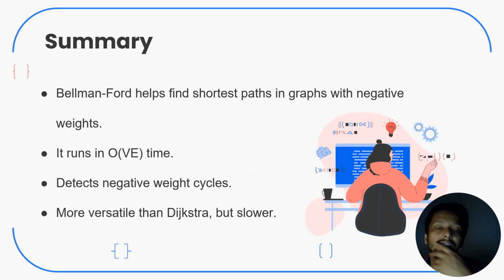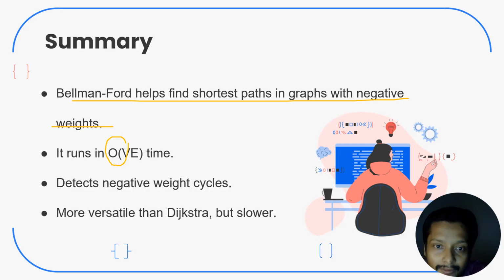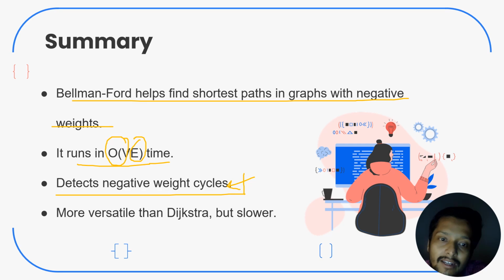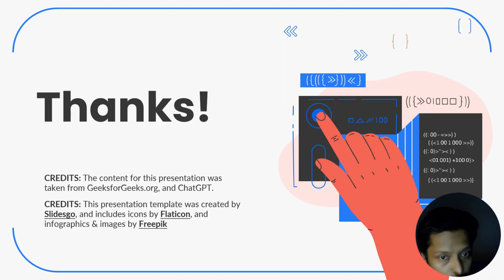Let's go to the summary. The summary is that Bellman-Ford helps us in finding the shortest path in a graph with negative weight edges, but not cycles. An important thing to note is that since I was relaxing every edge V minus 1 times, the cost is O(V times E). It detects negative weight cycles. It cannot solve it, but it can detect it. Also, it is more versatile than Dijkstra, but it is slow. So that was the summary. So with this, I guess we have covered Bellman-Ford.